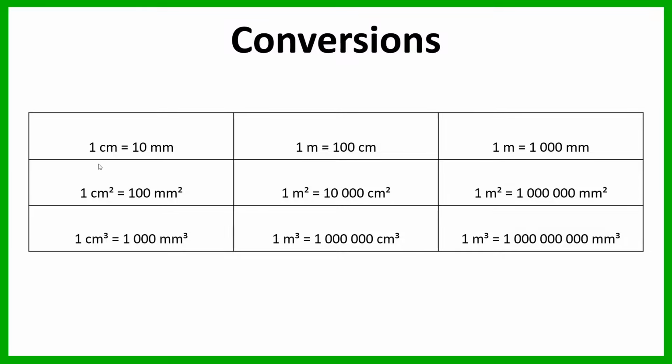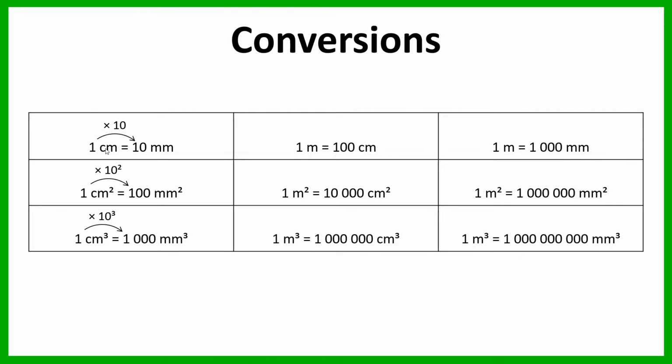First, if you're converting between centimeters and millimeters for normal length, you multiply by 10. If you want to convert between centimeters and millimeters for area, then it's centimeters squared to millimeters squared, so we multiply by 10 squared, which is 100. If you want to convert between centimeters and millimeters for volume, so it's cubed, then you multiply by 10 cubed.